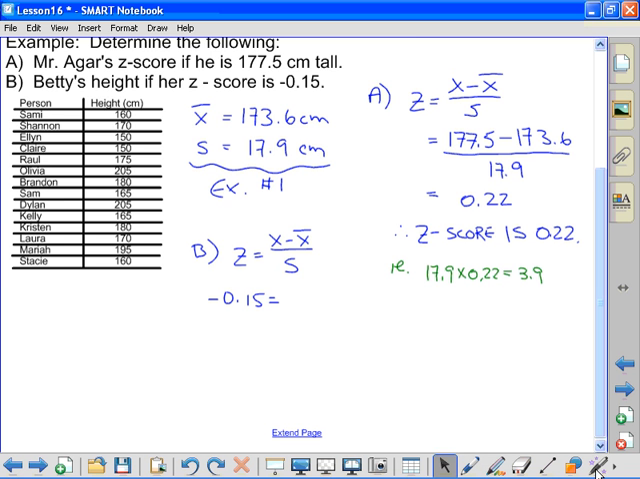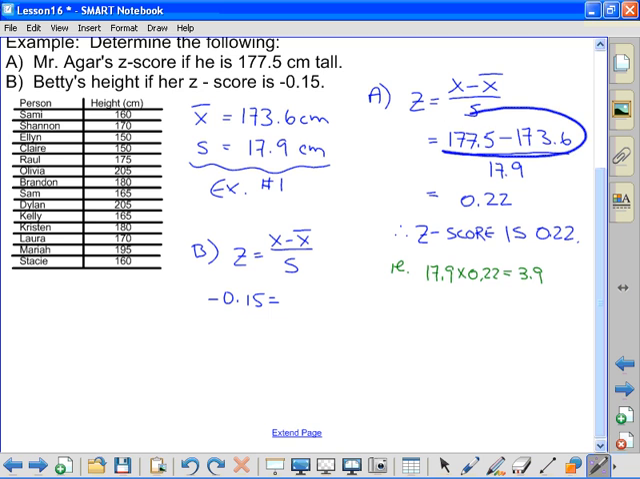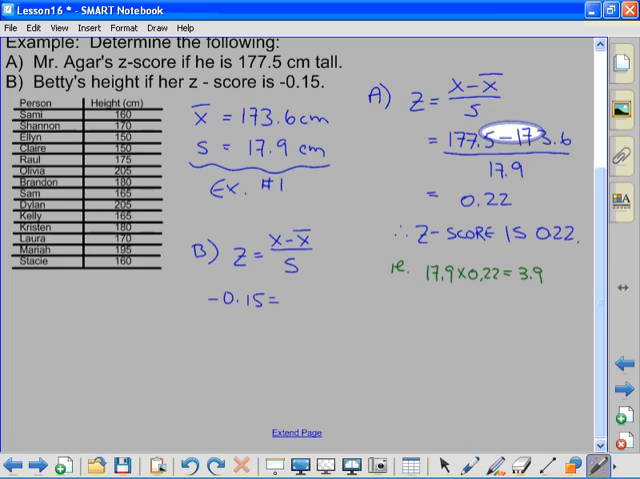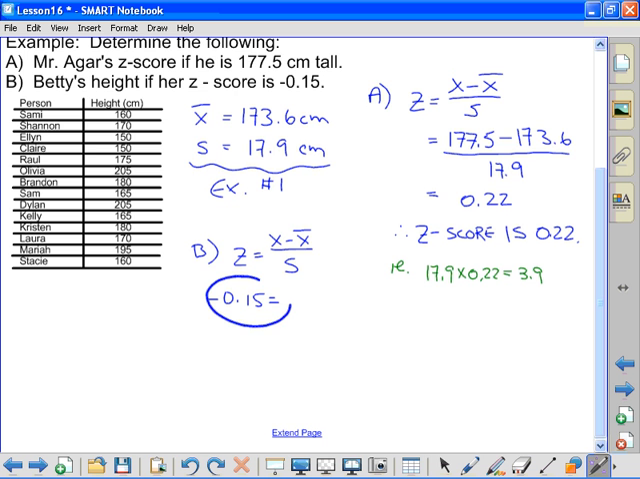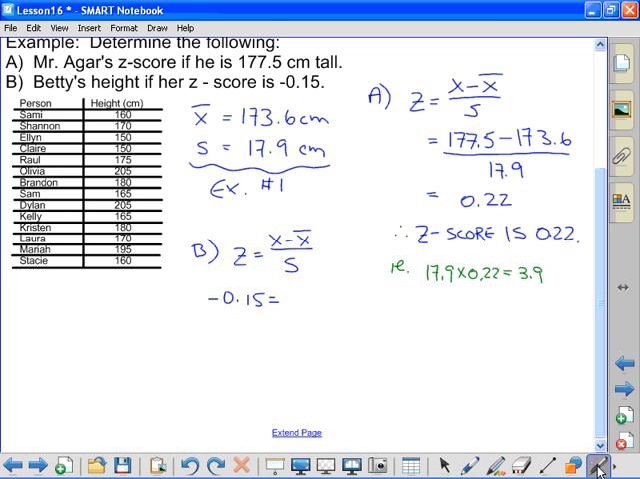If you look at my answer, I had a positive result. I had 0.22. So that was a positive result. And if you look at my height compared to the class average, I was above. So if you have a negative Z-score, like Betty, you will find that you are below the mean. So our number should come out to be less than the 173.6.